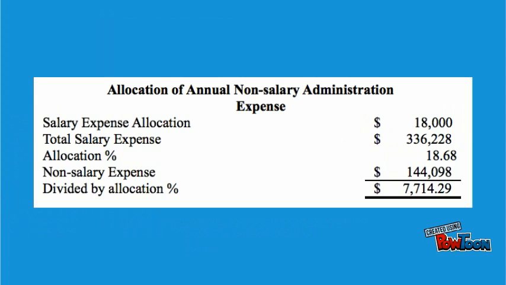By calculating an allocation ratio between the central office salaries and total salary expense, we can surmise that we can use the same ratio to calculate the non-salary administration expenses that must be included in our budget, and they amount to $7,714.